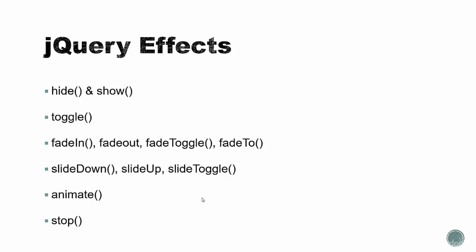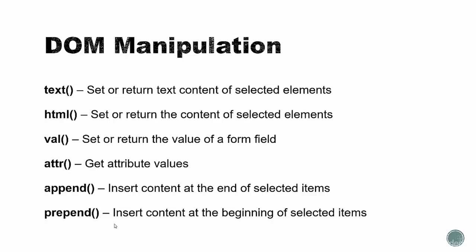jQuery also has some really nice effects, so we can easily hide and show things using the hide and show actions. We have toggle, which is basically going to switch back and forth. For instance, if we want to hide something, we'll click it, and then we'll click it again, and it'll show it. So it'll toggle those two states. We also are able to fade in, fade out, fade toggle, and fade to certain elements, and slide down, slide up, and slide toggle. Animate, which allows us to do basic animation, and then stop, which will stop any of these effects when run. We'll touch on these later on.